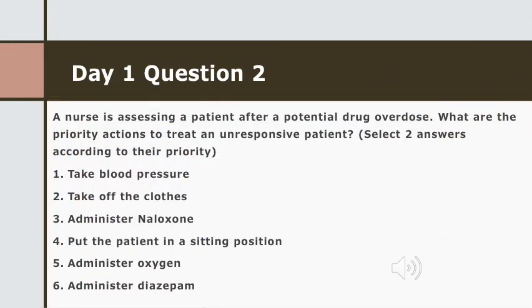Day 1, question 2. A nurse is assessing a patient after a potential drug overdose. What are the priority actions to treat an unresponsive patient? Select 2 answers according to their priority. 1. Take blood pressure. 2. Take off the clothes. 3. Administer naloxone. 4. Put the patient in a sitting position. 5. Administer oxygen. And 6. Administer diazepam.